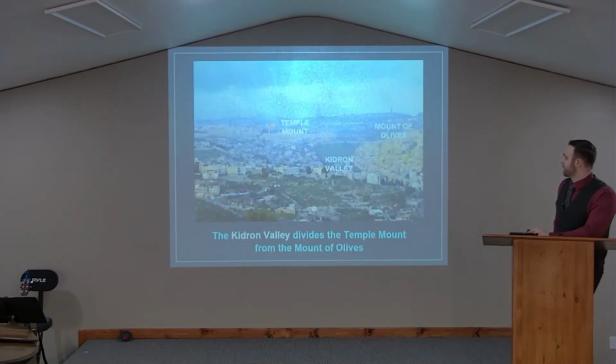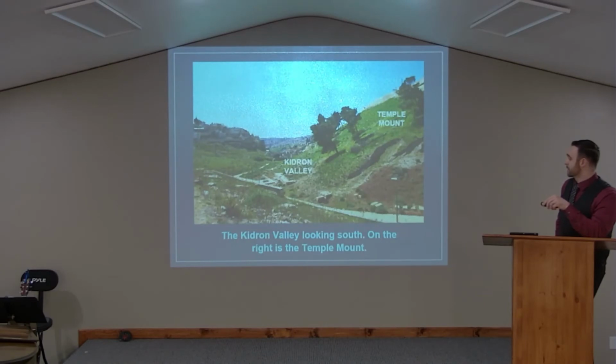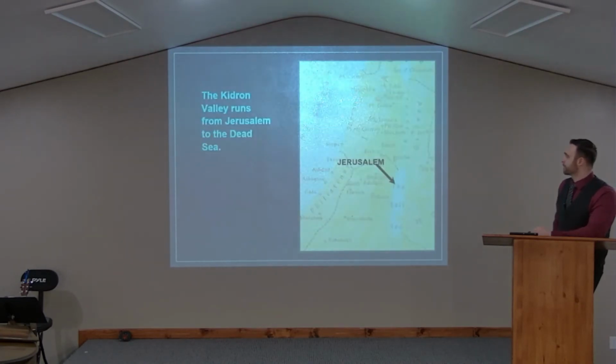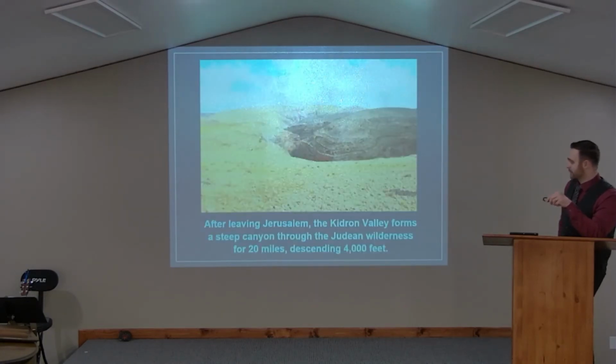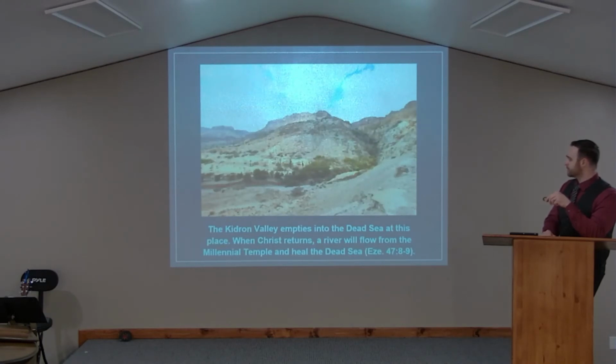So this big valley called the Kidron Valley divides the Mount of Olives from the Temple Mount. It's a significant place. Here it is looking down south today. There's still some greenery. We have the Temple Mount up here, and then we have this big deep valley. And the Kidron Valley runs all the way from Jerusalem down to the Dead Sea. After it leaves Jerusalem, it turns into this really steep canyon that's basically impassable. It also goes down 4,000 feet. So when the Bible talks about going down to such and such a place, it's literally like straight down. Quite a journey both up and down. And then the Kidron Valley right here empties out into the Dead Sea.